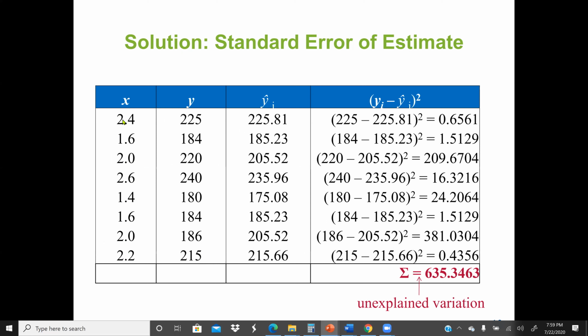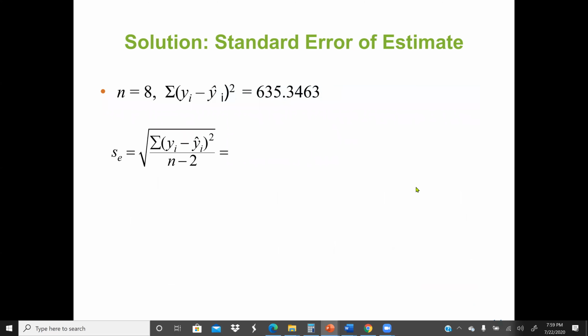Then we plug in the X values here to find the corresponding predicted value of Y for each X value. Then we find the difference of the actual Y and the predicted Y, then we square it. Then we sum all of them, and we get 635.3463.